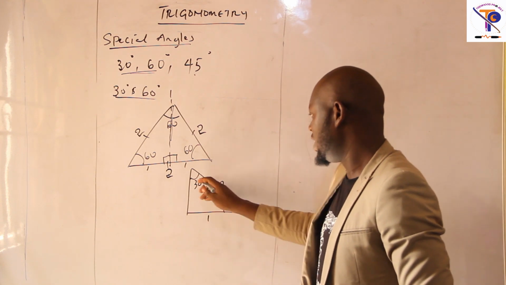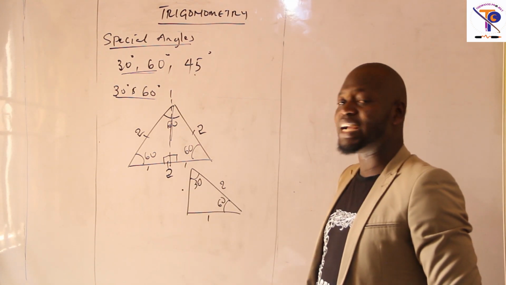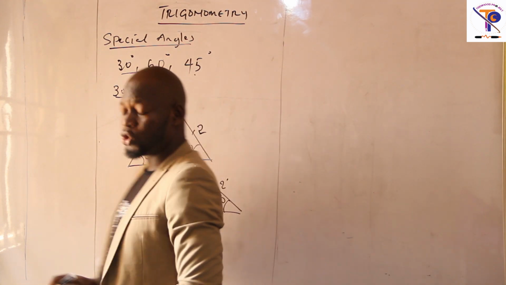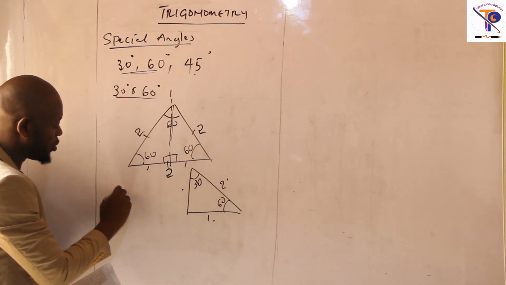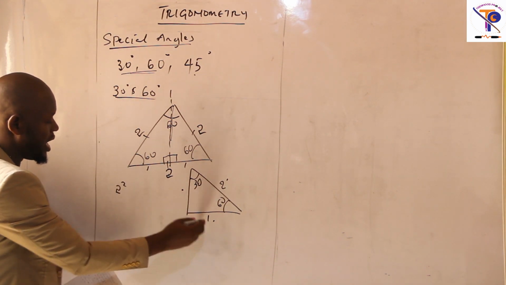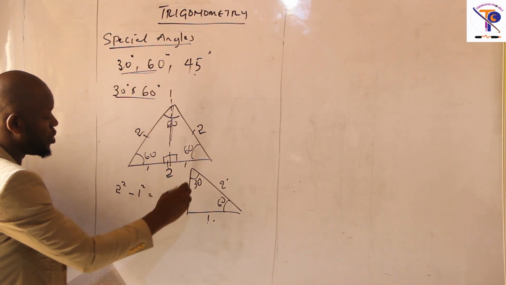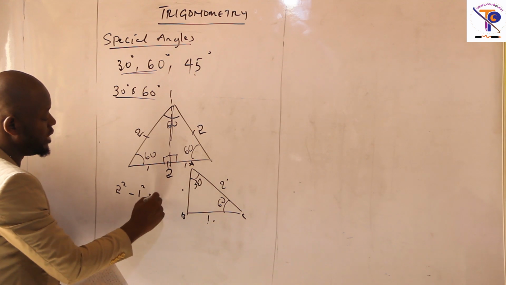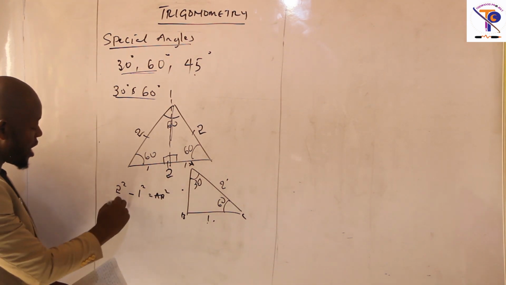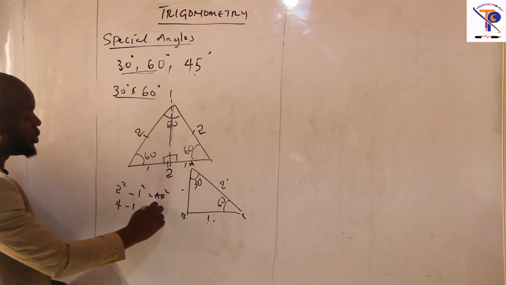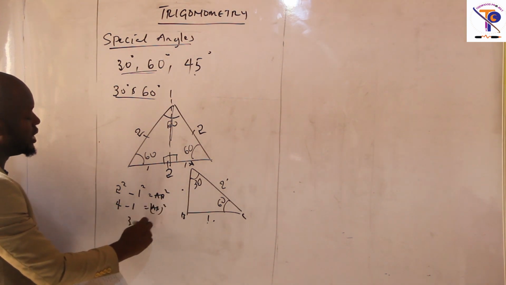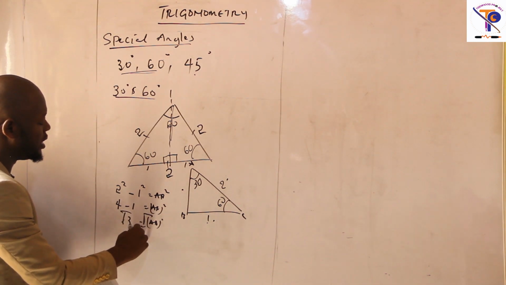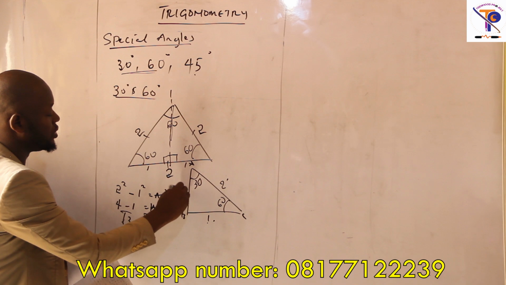So once this is 1, then we can get this side by Pythagoras. So far we have 2 and 1. By Pythagoras, we have hypotenuse squared, that is 2 squared, minus this side squared equals, let's call this one ABC, let's call it AB squared now. So we have 4 minus 1 is equal to AB squared, so we have 3 is equal to AB squared. So we take the root of the two sides, so our AB is root 3, so we have root 3 here.